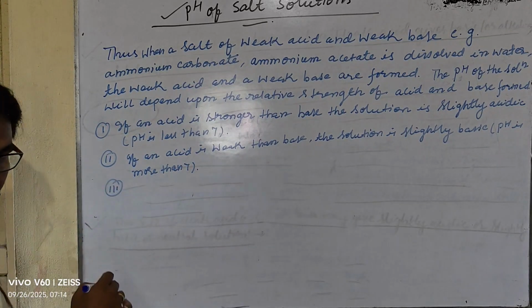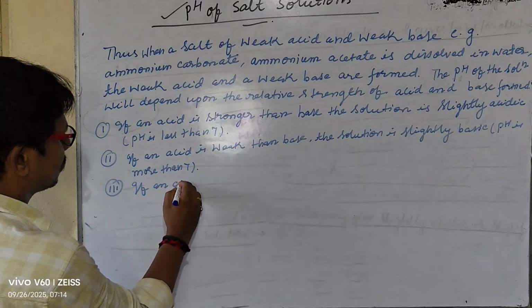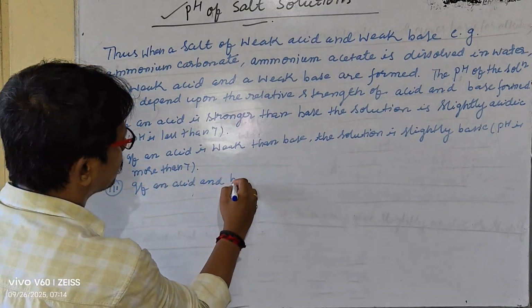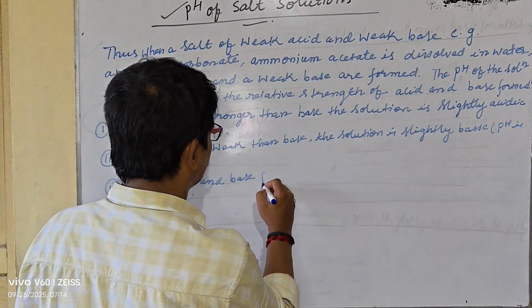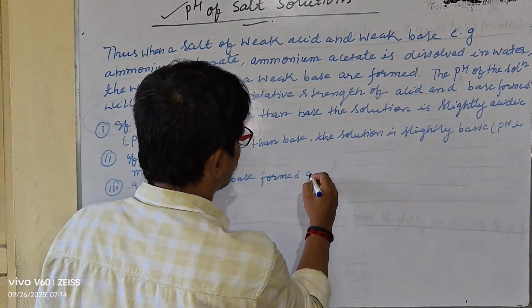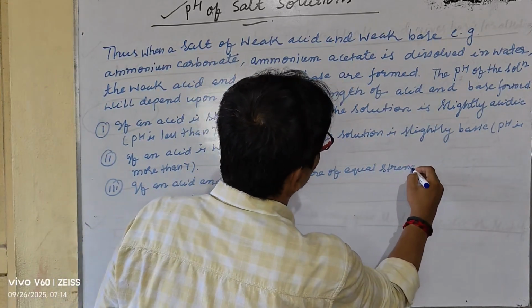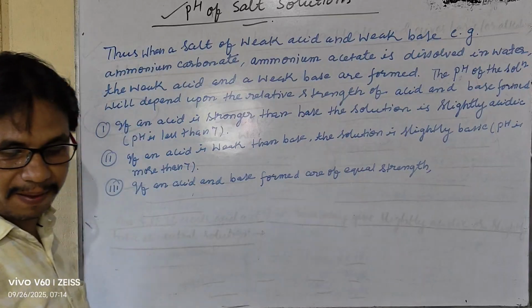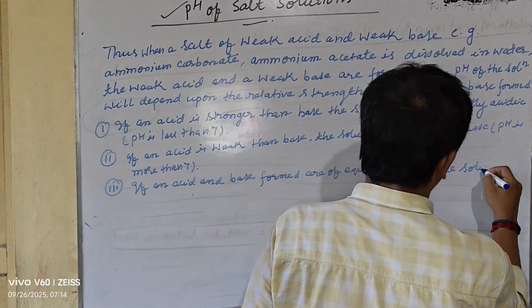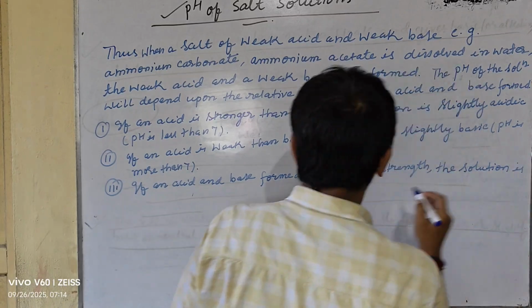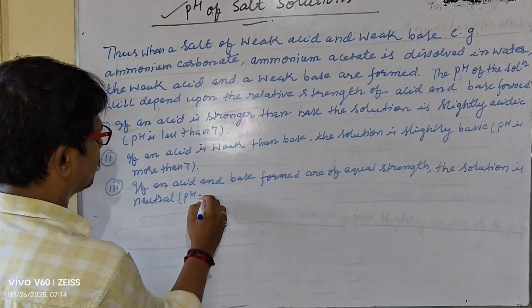And the last one, if the acid and base formed are of equal strength, then what happens? The solution is neutral. pH is equal to 7.